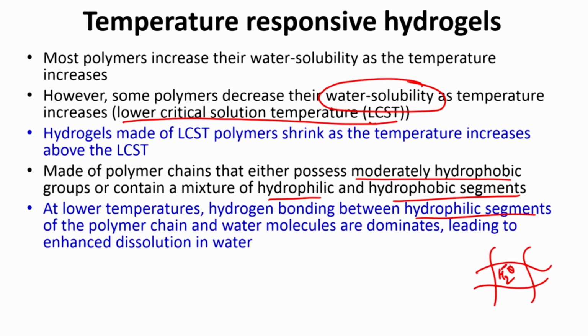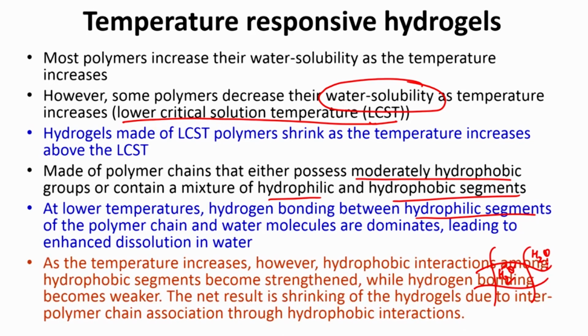So, at lower temperatures it is going to interact through all these hydrogen bonds, and it will absorb more and more water. So, it will cause the enhancement of dissolution in water, and if it is a hydrogel, it will cause enhancement of swelling. However, as the temperature increases, the hydrophobic interactions among the hydrophobic segments become strengthened, while this hydrogen bond, which is a fairly weak bond, starts to degrade and becomes weaker.